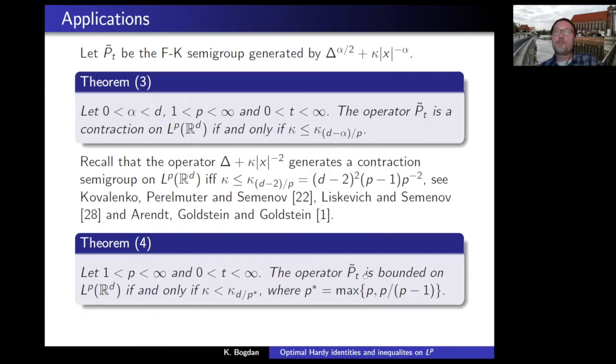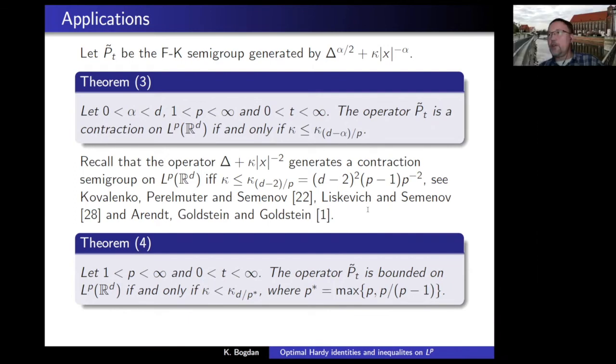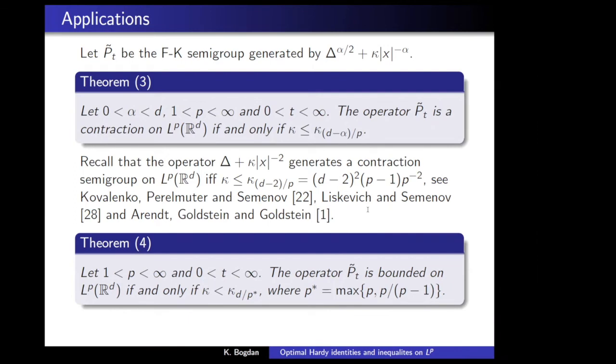What is alpha? Alpha is the differential order of the operator. But okay, so in Theorem 3, there's (d minus alpha) divided by p. In Theorem 4, there's d divided by p star. But if p is equal to 2, then p star and p are the same. So it is a different constant.